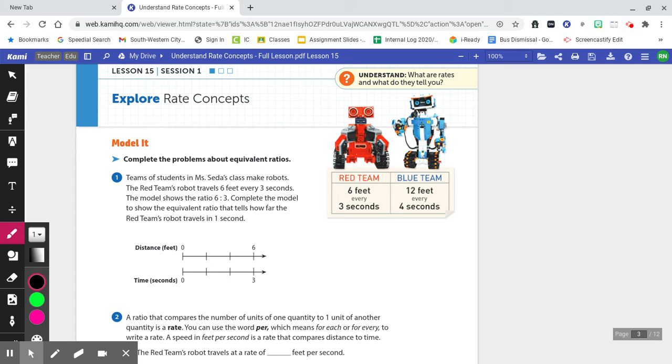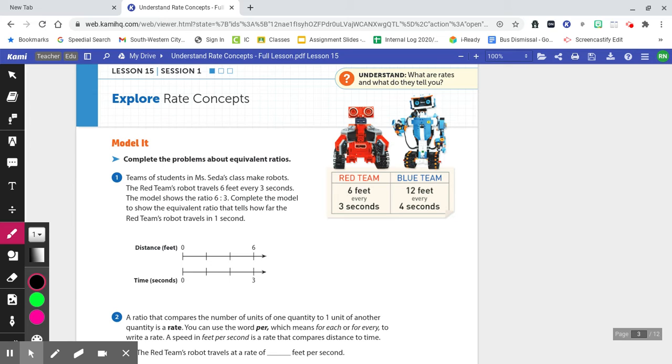Complete the problems about equivalent ratios. So, teams of students in Miss Sada's class make robots. The red team's robot travels 6 feet every 3 seconds. The model shows the ratio 6 to 3. Complete the model to show the equivalent ratio that tells how far the red team's robot travels in 1 second.